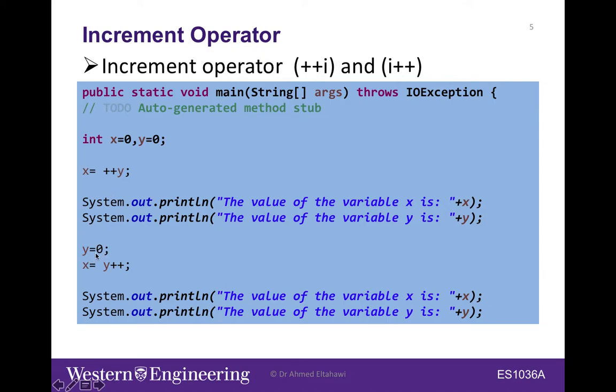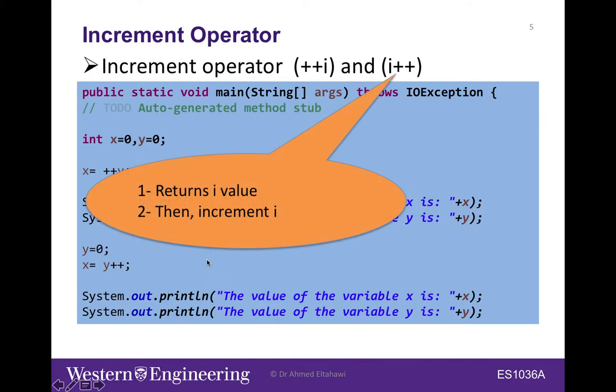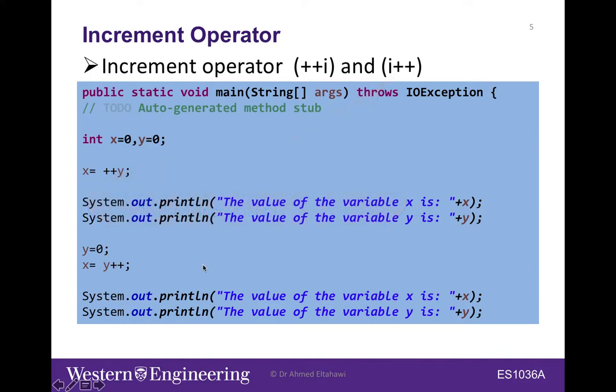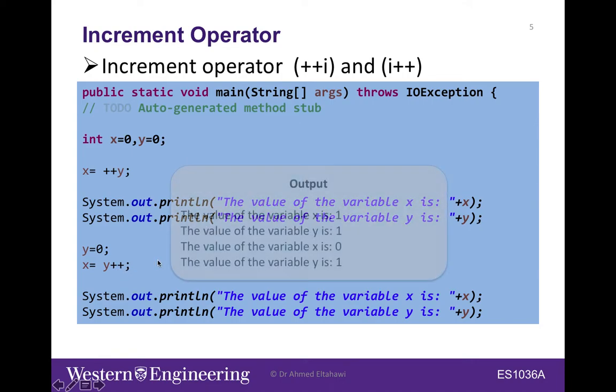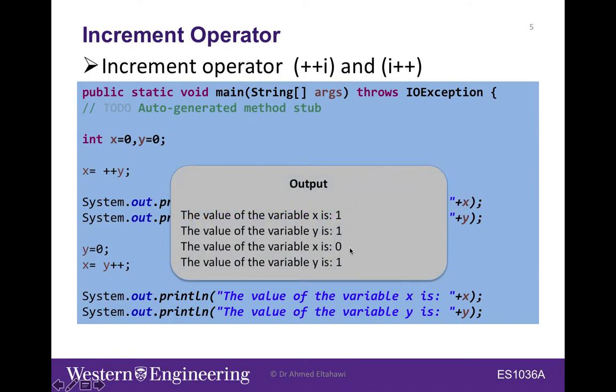But if y is again 0 and you write y plus plus, the value of y will be updated, but x will not be updated because you return the value of y first, then you do the increment. So you return the value, then you increment. If you output x and y, y will be updated to 1, but x will not. In the first case the values are 1 and 1, in the second case 0 and 1.